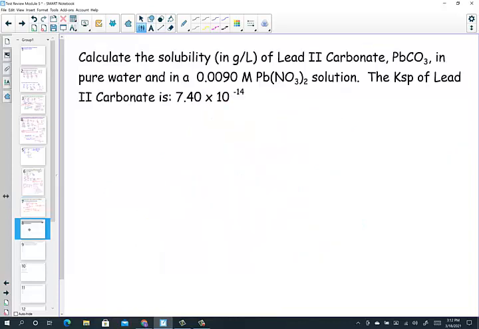Okay, let's challenge ourselves a little bit more. Let's look at an example where we're given the solubility in grams per liter. Calculate the solubility in grams per liter of lead(II) carbonate, PbCO3, in pure water and in a solution of lead(II) nitrate. So we need two different answers. We have two different questions here. First, let's get an idea that when this dissociates, I'm going to get a 1-to-1 ratio of its aqueous ions. So in pure water, we have no common ion.